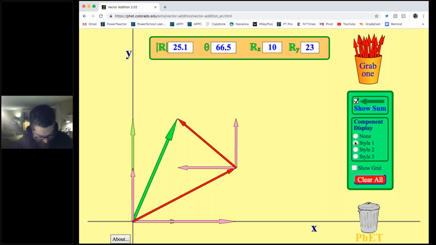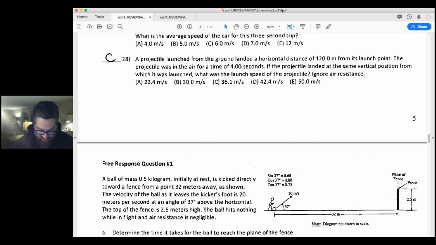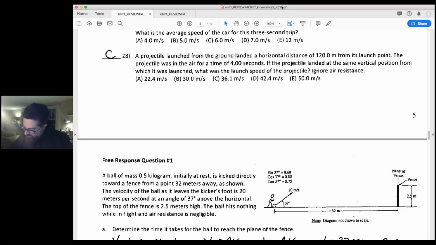There's a couple of different ways of looking at these things in component form. So you can just mess around with this, and it might help with adding vectors and getting a better understanding of them. So that's it on the PhET simulations. I'm going to change my screen sharing and go back to the packets. All right, so we should be back to the packets.